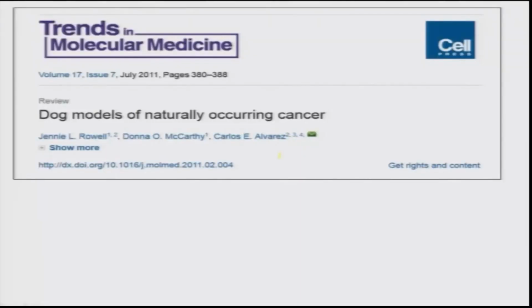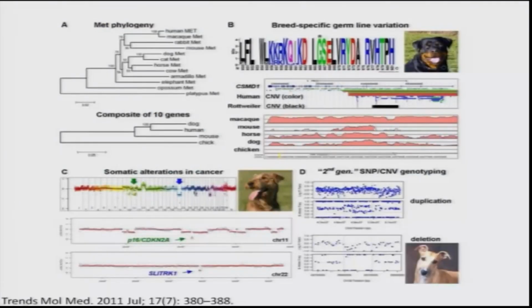And there is a paper which talks about how dog models of naturally occurring cancer, not induced cancers, but naturally occurring ones, can help us understand the genetic defects behind such cancer forms. One way is to look at, for example, the gene c-Met, an oncogene which, when it is activated, leads to cancer.